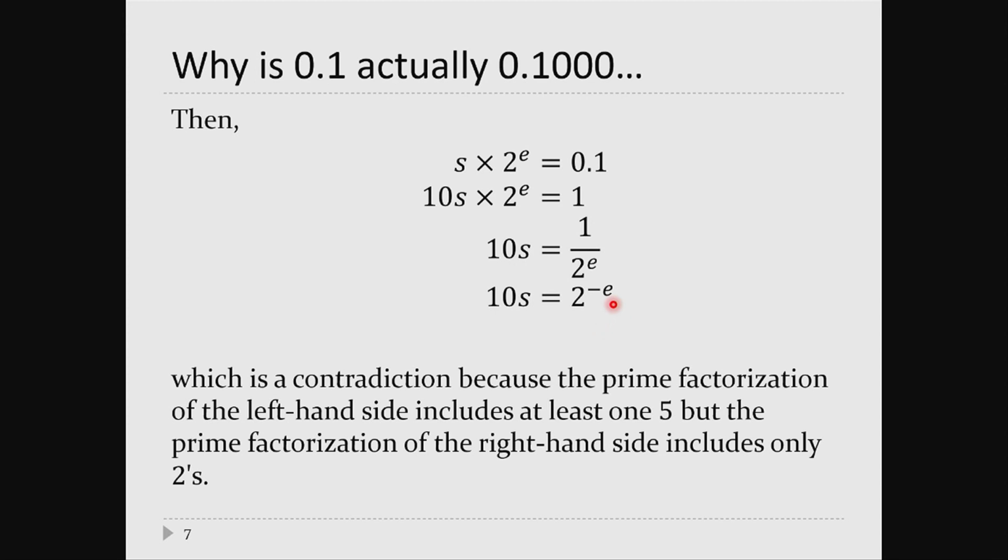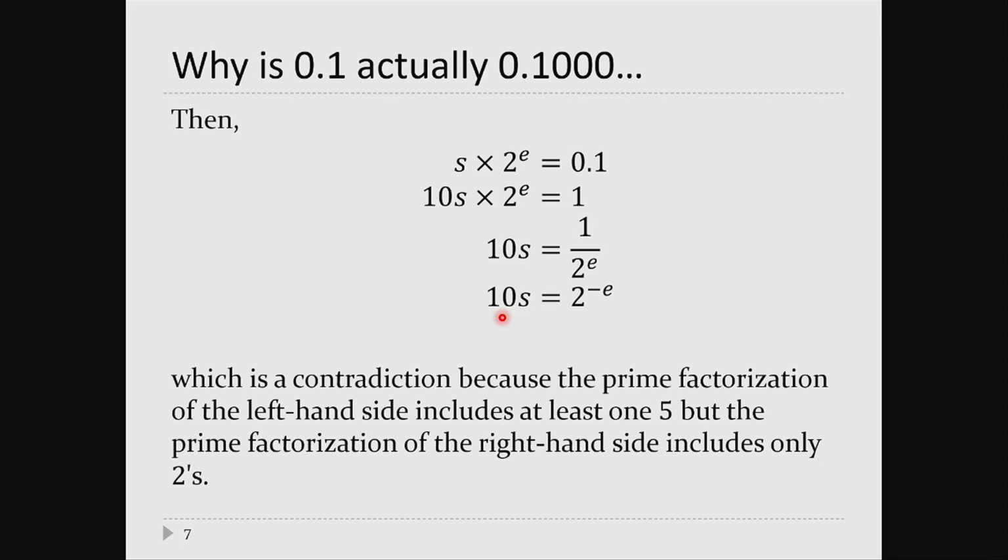E is an integer. S is an integer. In this case, e is also negative, so that's 2 to some positive value. If I write that out, that's 2 times 2 times 2 times 2, e times. It's all 2's on the right-hand side. The left-hand side is 2 times 5 times something. So you've got a 5 on the left-hand side, and you've got a bunch of 2's on the right-hand side.